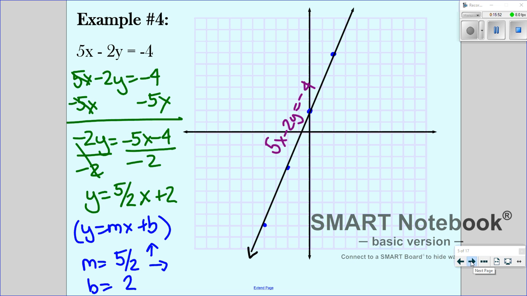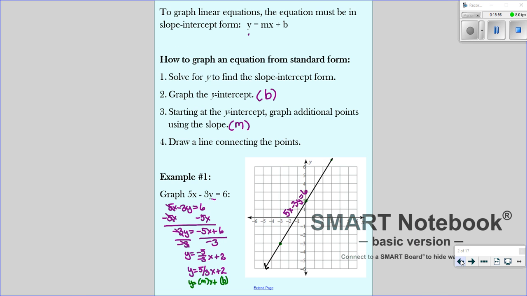All right, we got to the end, so we're going to do a recap. Basically, when it comes to graphing the equation of a line, you have to have it in the slope-intercept form of y equals mx plus b. If you have it in standard form, you need to convert it. The first thing you need to do is solve for y, get y by itself. And then from there, you graph the b.